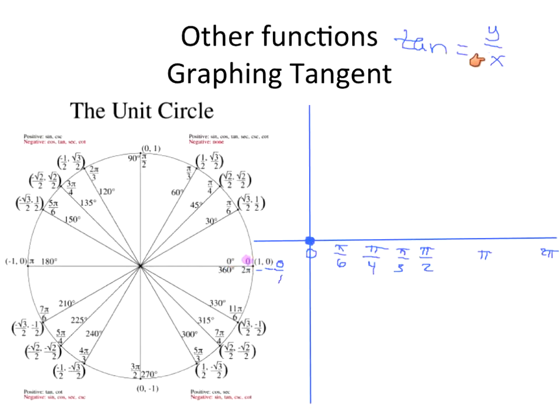Okay, great. So at 0, I had to do y divided by x, 0 divided by 1. Let's try my next coordinate, which is pi over 6. So at pi over 6, I need to figure out what's y divided by x. So let's try that out. Okay, so I did y divided by x. So let's work this out.